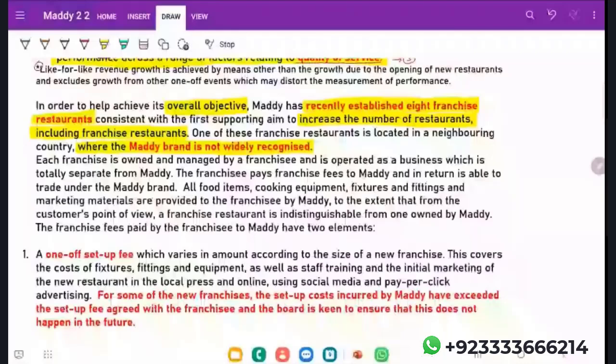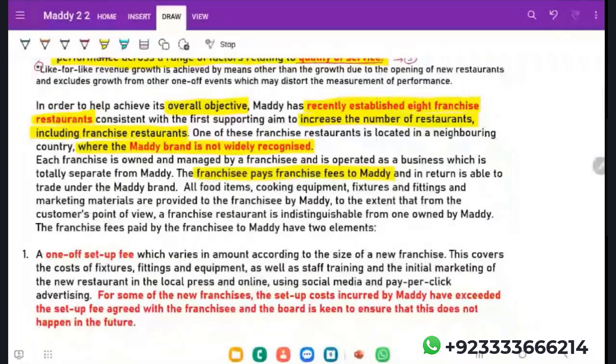Each franchise is owned and managed by the franchisee and is operated as a business which is totally separate from Medi. The franchisee pays a franchise fee to Medi, right? They are paying the franchise fee to Medi, and in return is able to trade under the Medi brand. This is a normal case in case of franchises. All food items, cooking equipment, fixtures and fittings, and marketing materials are provided to the franchisee by Medi to the extent that from the customer's point of view, a franchise restaurant in the industry is indistinguishable from one owned by Medi.